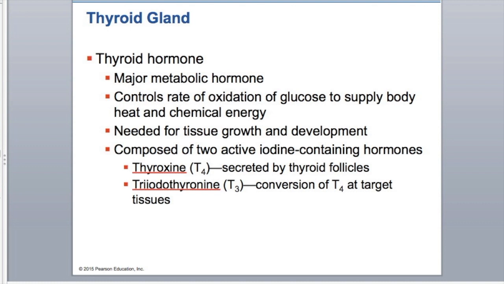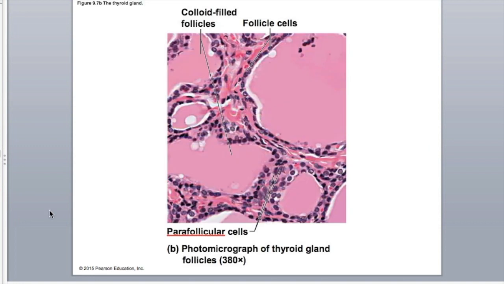Thyroxine is secreted by your thyroid follicles, and triiodothyronine, it's a mouthful, triiodothyronine, is a conversion of T4 at the target tissue. So basically what happens is your thyroxine is released by your thyroid gland. It hits the target tissue and is immediately converted to T3 at the target tissue.